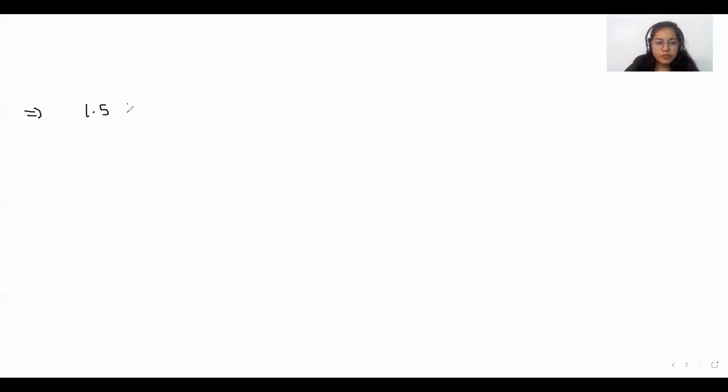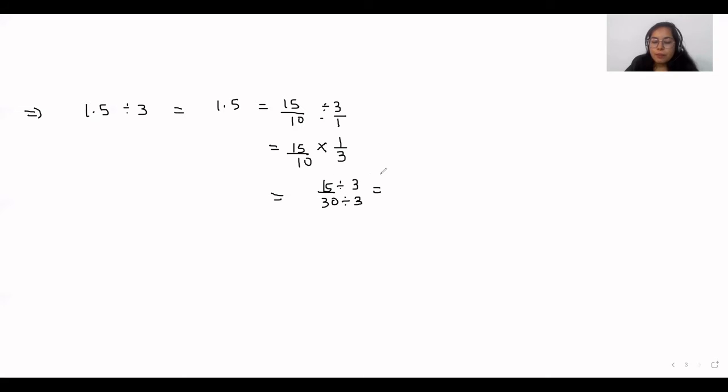Suppose 1.5 divided by 3. So what we have done: how can we write 1.5 as 15 over 10? Then divided by 3. There is nothing in the denominator, so you can consider it as 1. So instead of the division sign, you can write multiplication and then reciprocate. So it becomes 15 over 30. So how can you make 30 as 10? By dividing by 3 in the numerator as well as the denominator. So it becomes 5 over 10. So you can write it as 0.5.